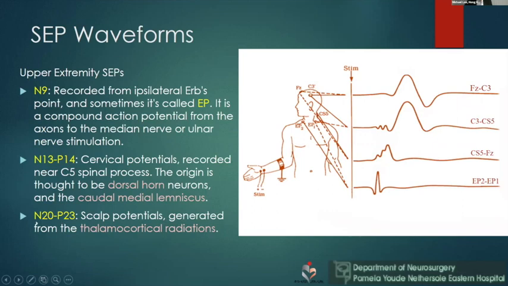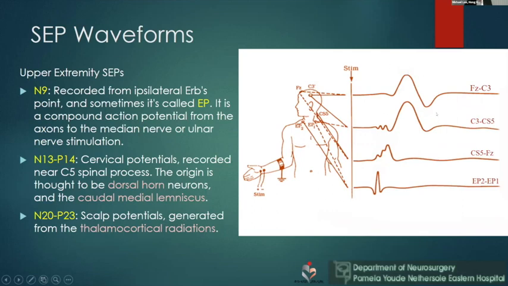P23. What do I mean by N? N means negative, but actually negative is the positive in the diagram here. N is actually the top of the curve, and P is actually the bottom of the curve. This is by convention. I don't know why they always mix up, but in the past it is by convention. N means the top, and P is the bottom. So this all depends on the somatosensory evoked potential montage. You have different waveforms and different latencies.